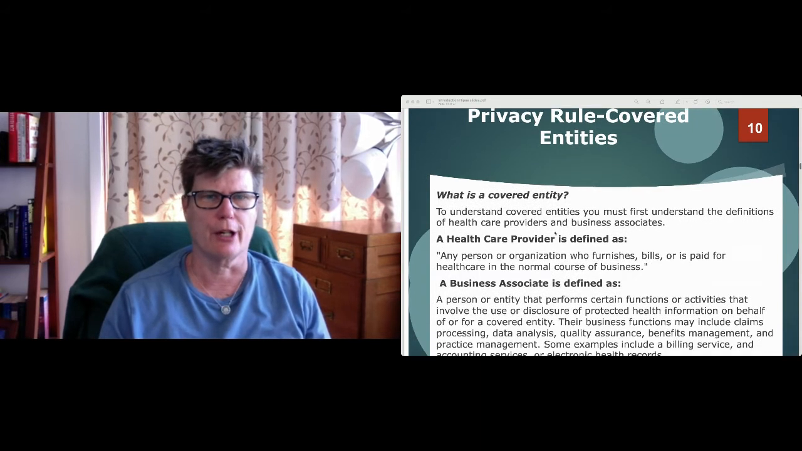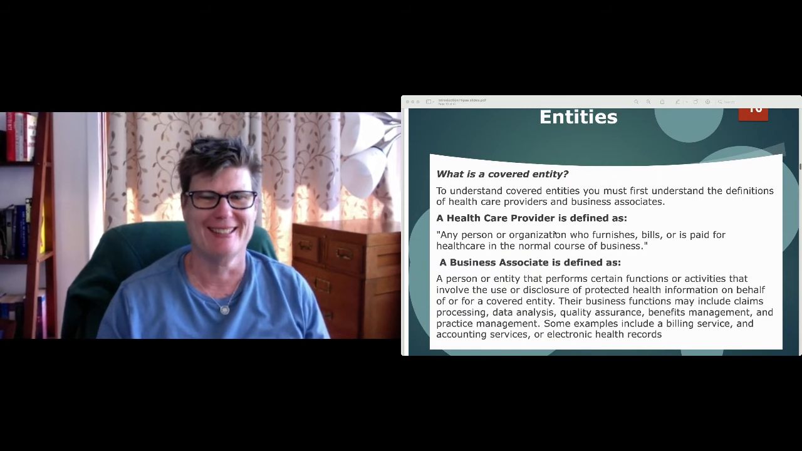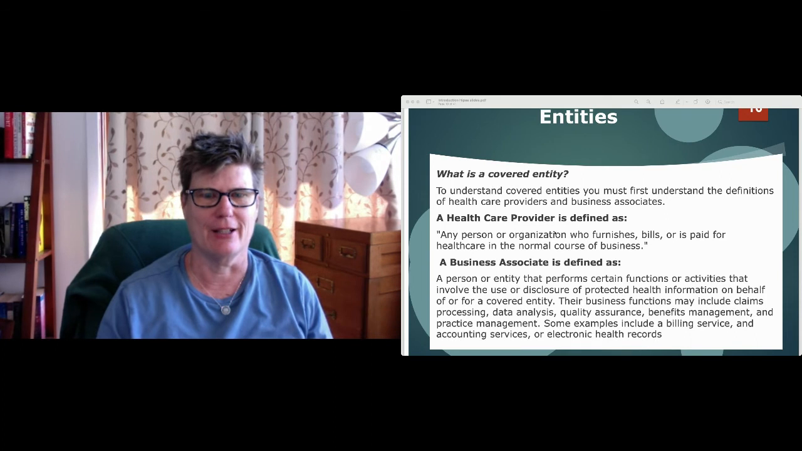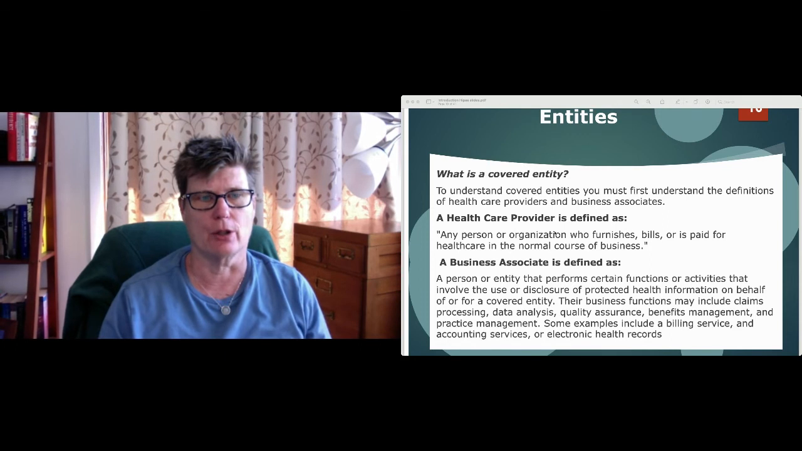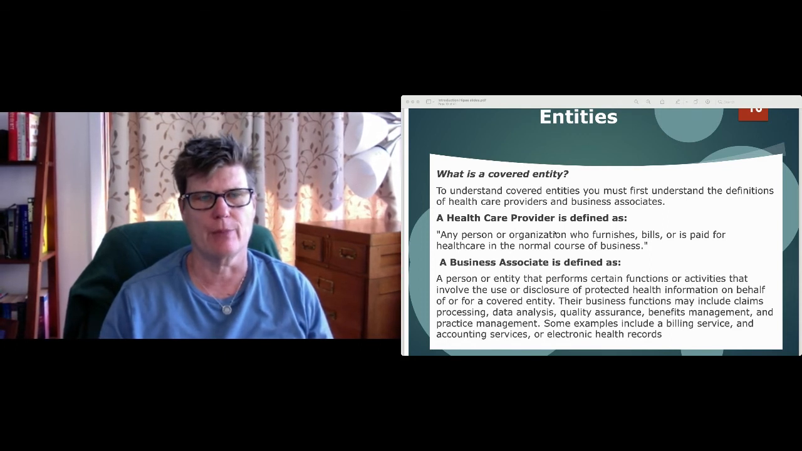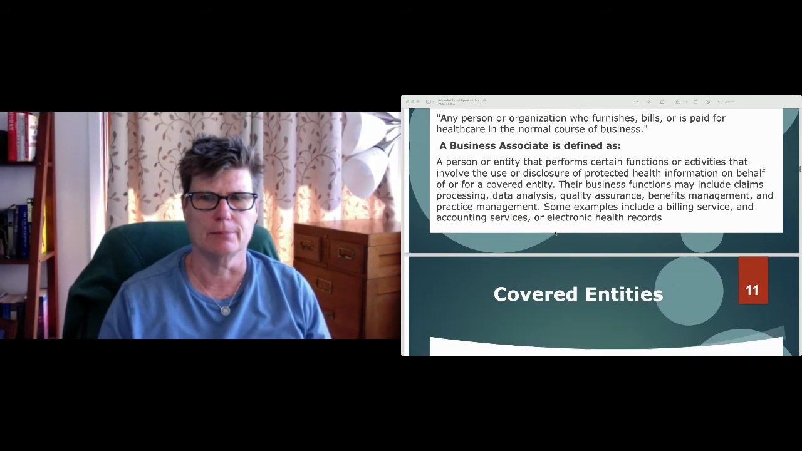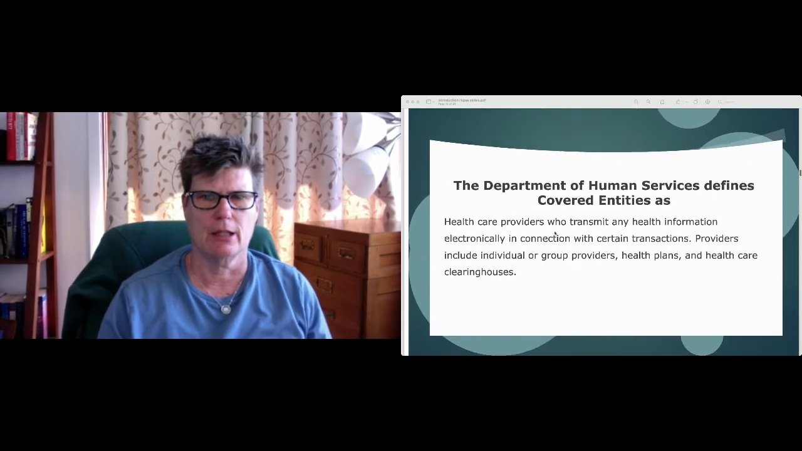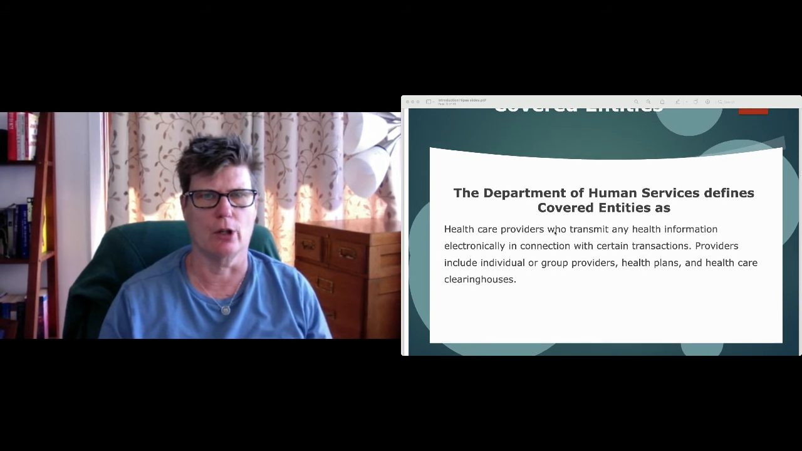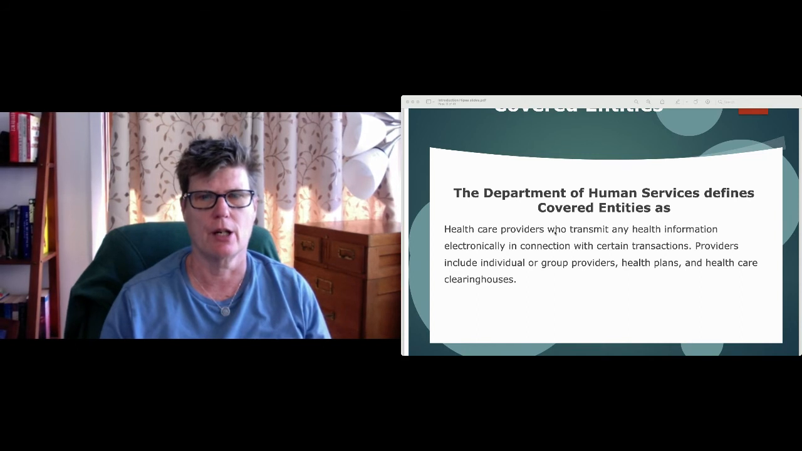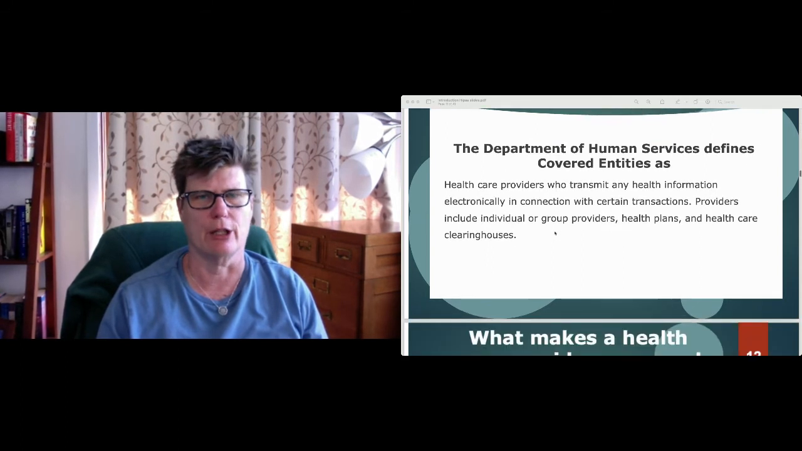First issue is whether you're a covered entity or not. You are going to be a healthcare provider based on that definition, and a business associate is somebody that you're working with that will have access to your client's protected health information. So that could be a service such as Simple Practice, or it could be a person such as a biller. And covered entities are healthcare providers who transmit any health information electronically or in connection with certain transactions. So, checking insurance, doing billing online, things like that will make you a covered entity.